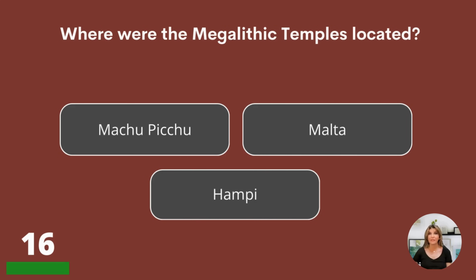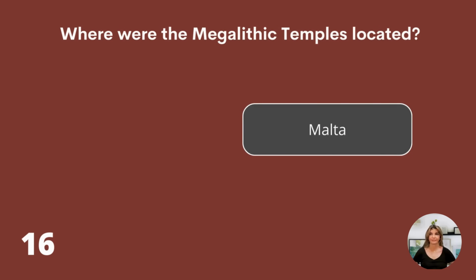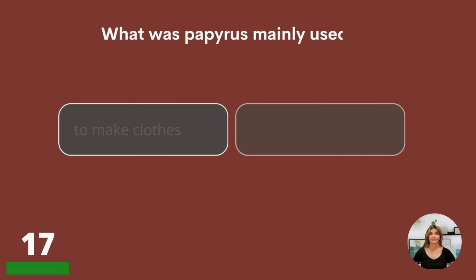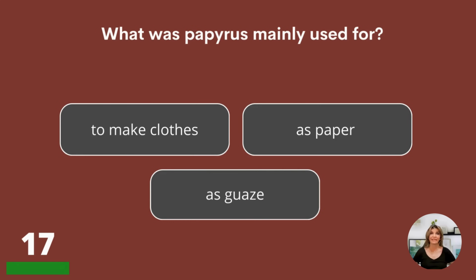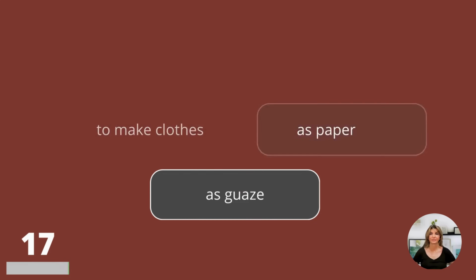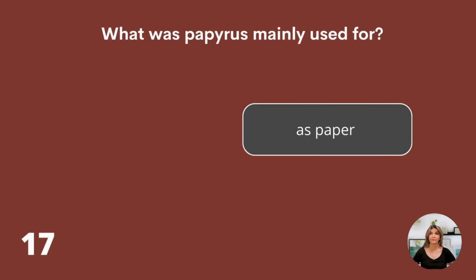Where were the megalithic temples located? Machu Picchu, Malta, or Hampi? Malta. What was papyrus mainly used for? To make clothes, as paper, or as gauze? As paper.